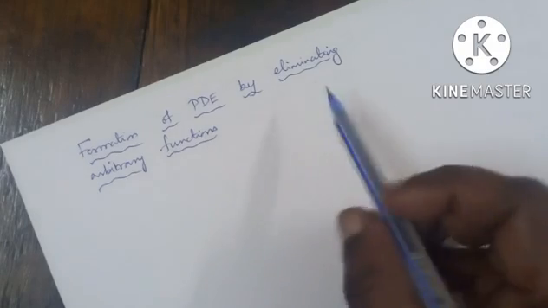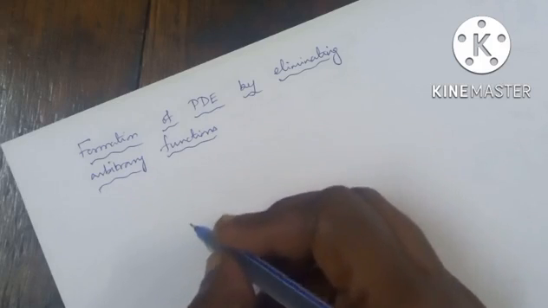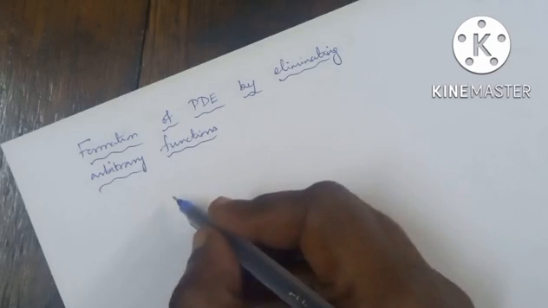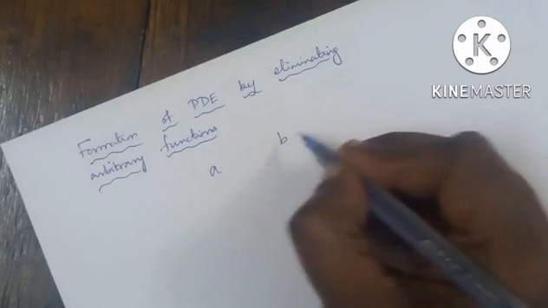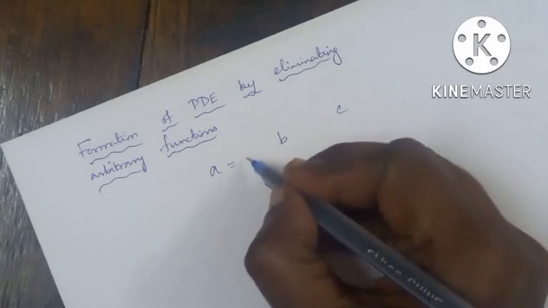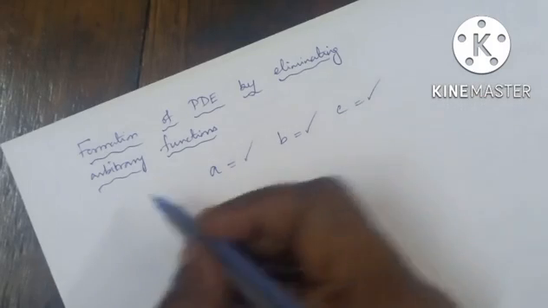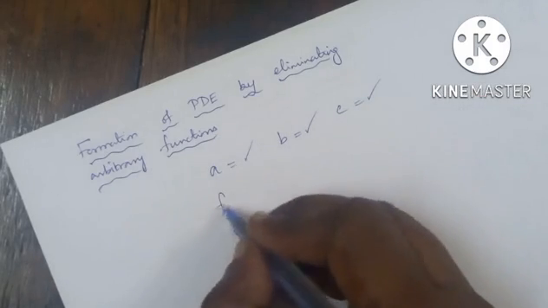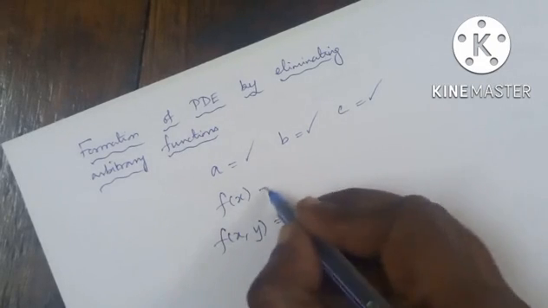Let us see now formation of PDE by eliminating arbitrary functions. We have already discussed the formation of PDE by eliminating arbitrary constants. Constants, we use letters a, b, c. Arbitrary constants can take any value. Now it is arbitrary function, a function which is f of x comma y.